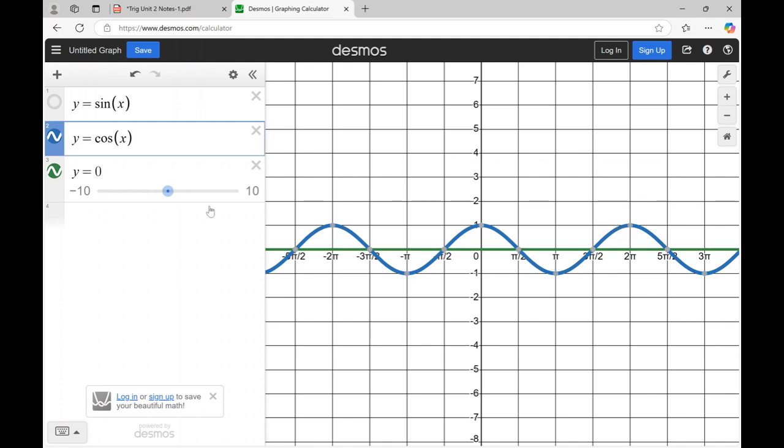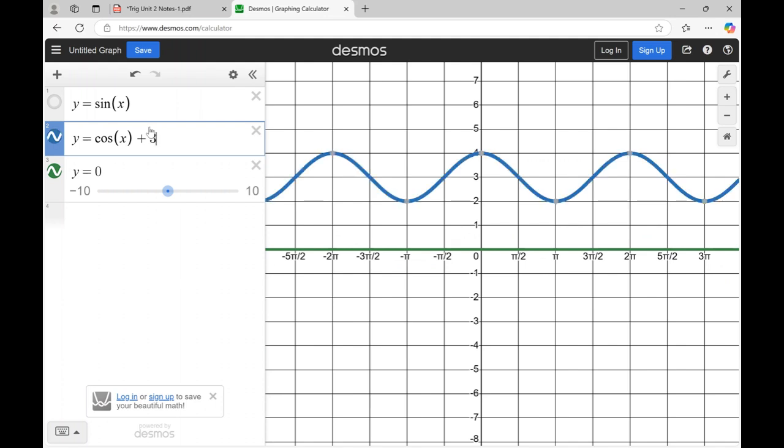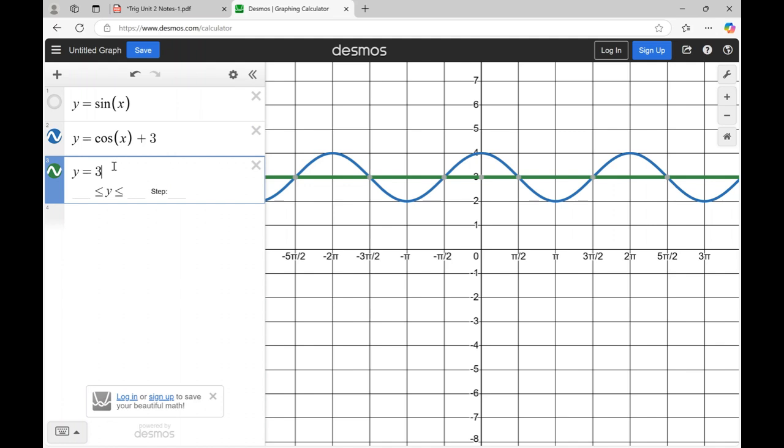So let's go ahead and add a number to this outside. I'm going to start by adding the number 3. What happened to the graph? If you look, the high was at 1 and now the high is at 4. And the low is at -1 and now the low is at 2. And what happened to the middle of the graph? The middle of the graph is now actually centered at 3. So it changes where the middle of that graph is.